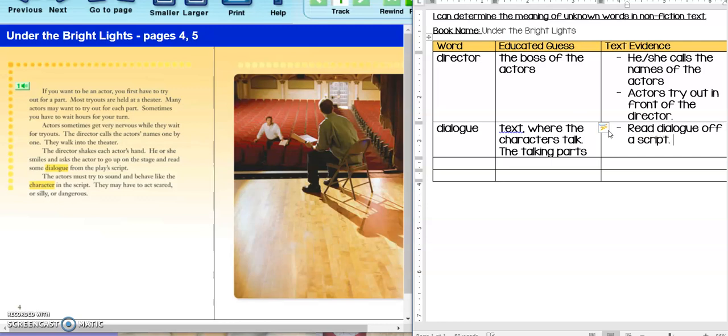Interesting. Actors must sound and behave like the character on the script. They must act scared or silly or dangerous.